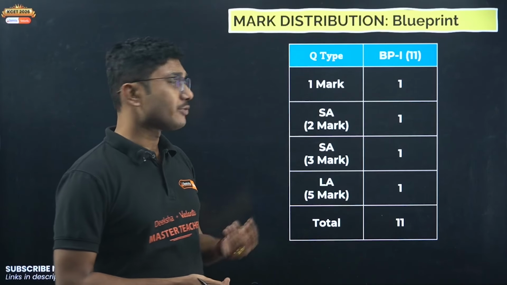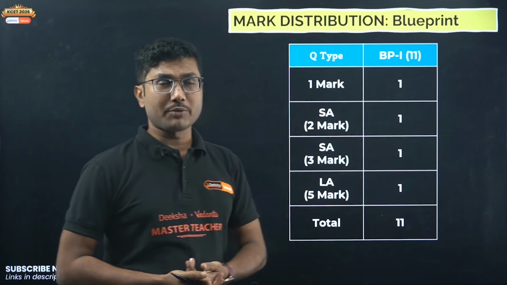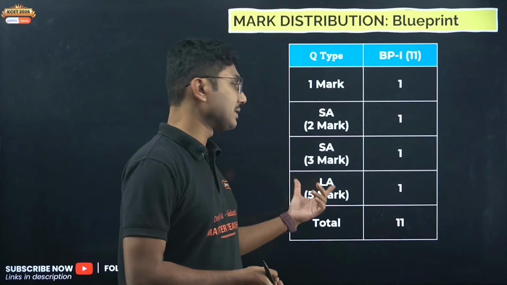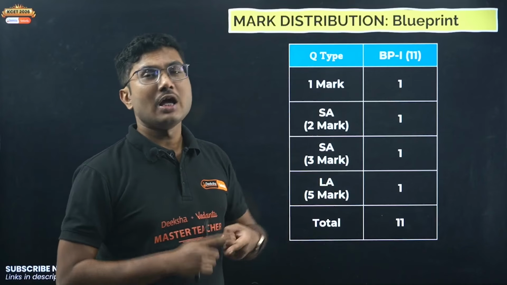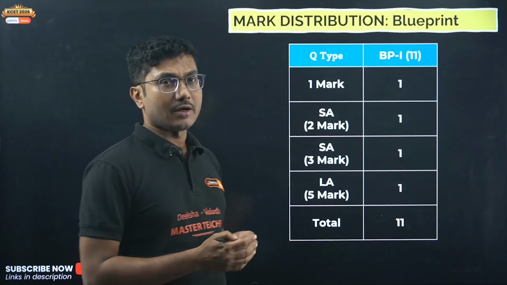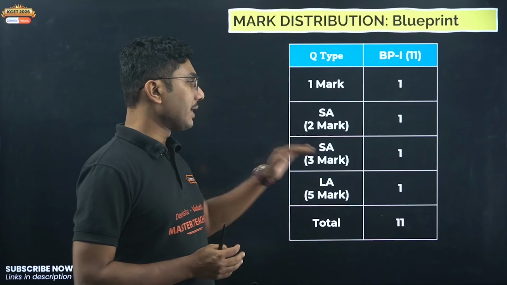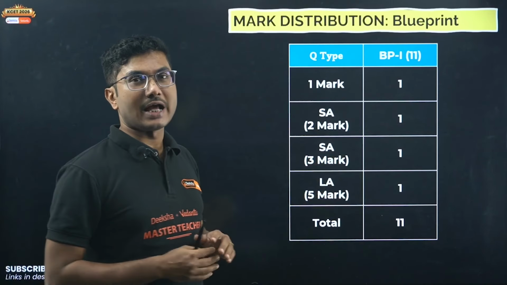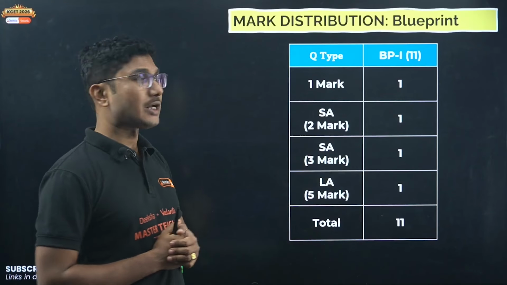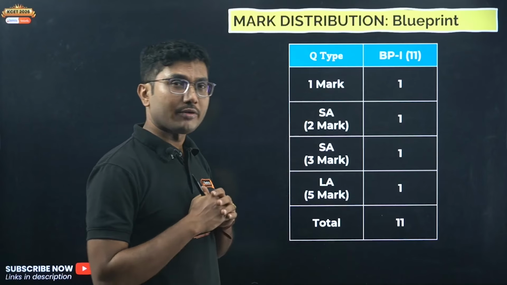Now, short answer type questions: there will be a 2 marker question from this chapter, there will be a 3 marker question from this chapter, and there will be a long answer type question from this chapter. Now this long answer type can be a derivation, can be a numerical question, it can have both. Last year's final board paper 5 mark numerical question came from this chapter, but this year there is a 50% chance that there will be a derivation from this chapter and the numerical question will come from the second chapter.